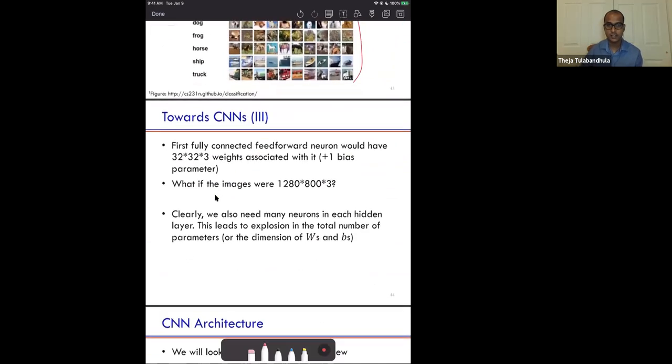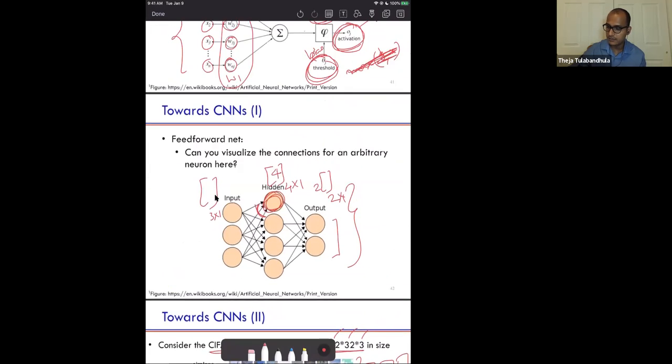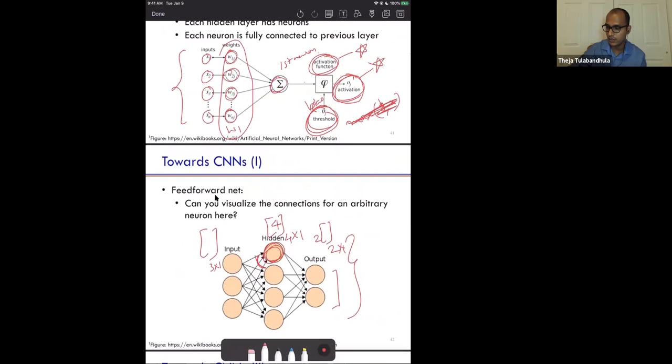If we were just going to work with feed-forward networks, then we will run into an issue, which is that the first fully connected feed-forward neuron, just the first neuron, so this neuron here, or basically any neuron. Sorry, this whole thing is a neuron. So it's this neuron.